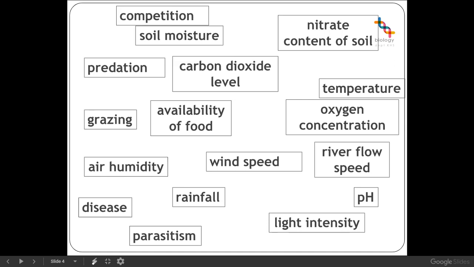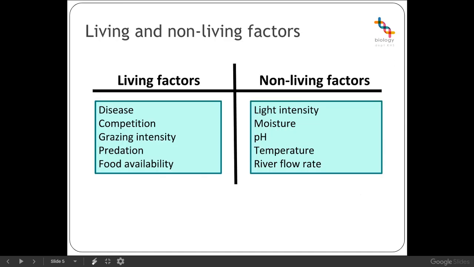Now, when we look at these factors, we are going to split them into living and non-living factors. So living factors are ones which are caused by any living organism, such as disease, competition, grazing, predation, or food availability. Whereas our non-living factors are more environmental, things like light intensity, moisture, pH, temperature, river flow rate, any one of those.